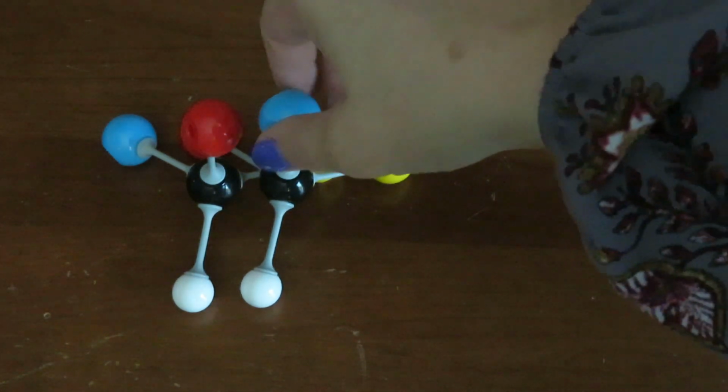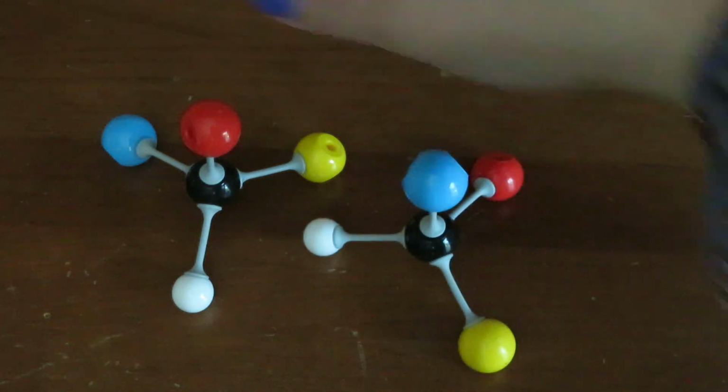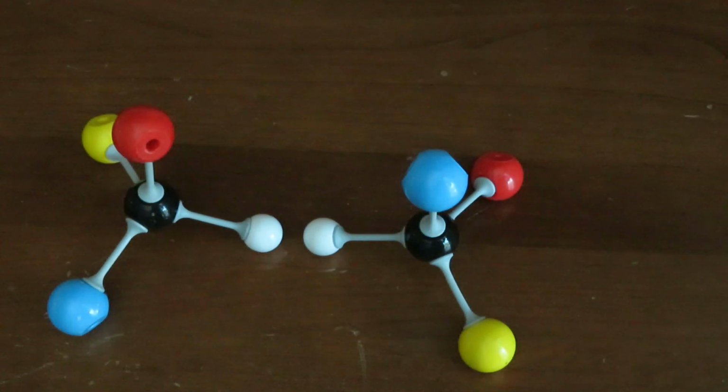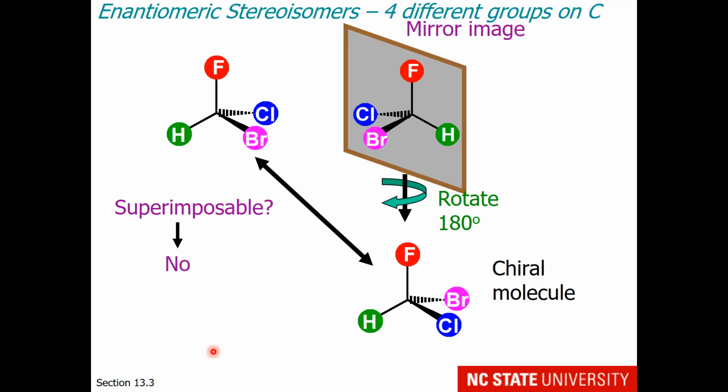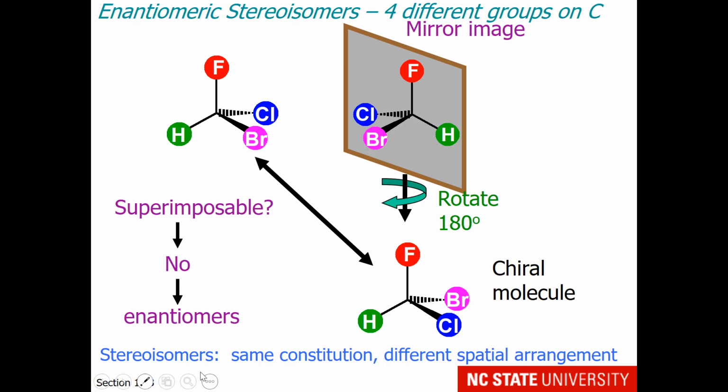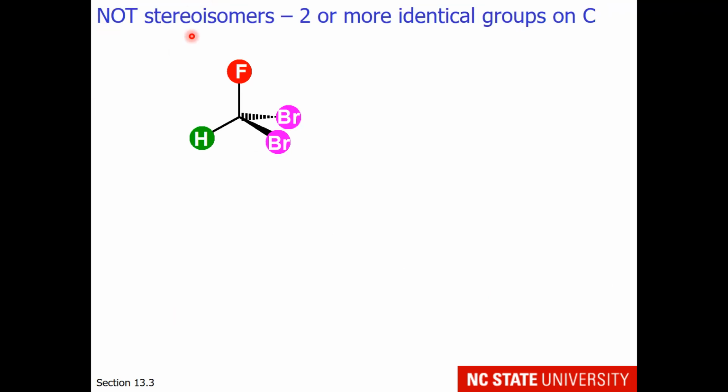I trust you see that no matter how I twist this, I cannot make all 4 atoms occupy the same place. So this is what's known as a chiral molecule. And these 2 molecules are enantiomers. So they fall under the category of stereoisomers, where they have the same constitution, the same connections, but a different spatial arrangement.